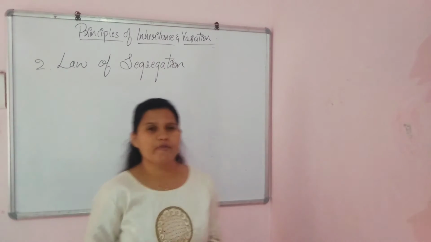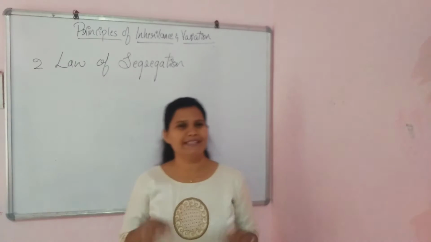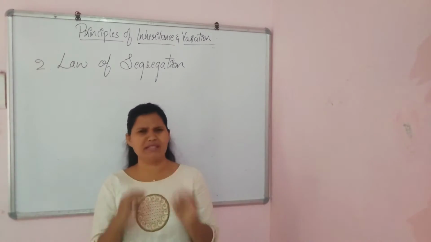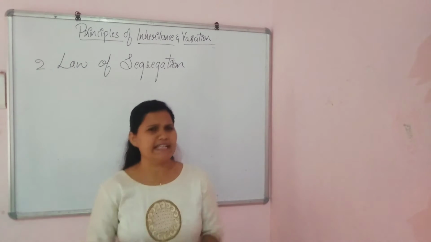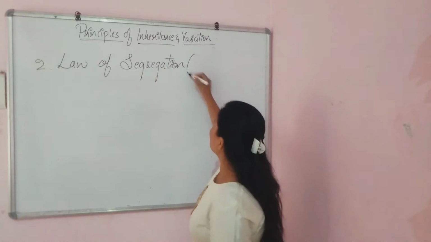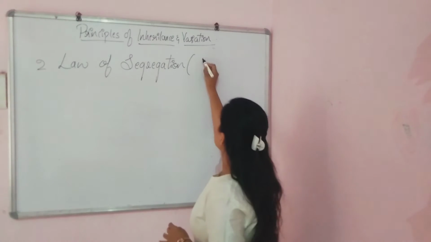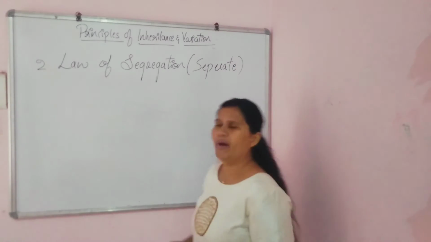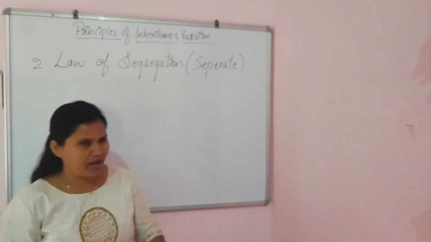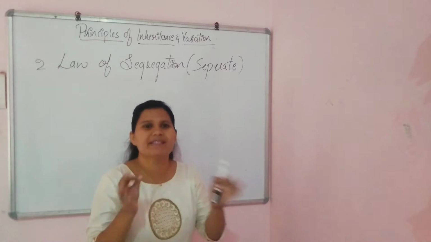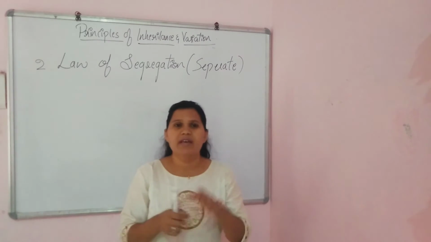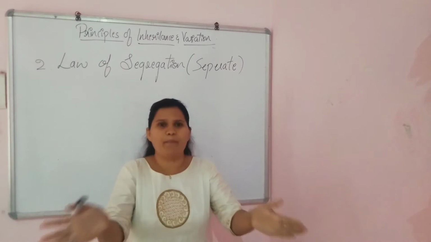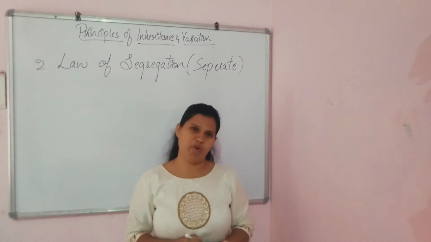So what is this law of segregation? If you see that word, it looks big, but it is very simple and very easy. Segregation means separate. So this law of segregation, or the law of separation, says that the two alleles of a gene will get separated during gamete formation.